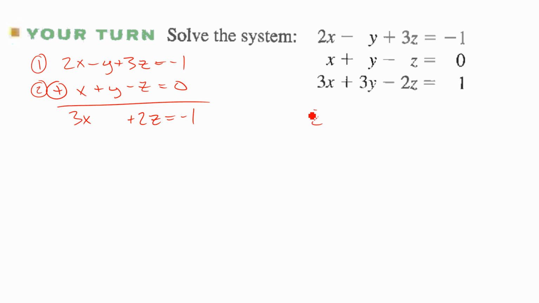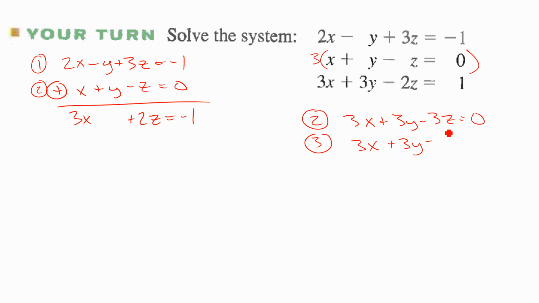And we'll go with number 2 and 3. So I'm going to need to multiply equation 2 by 3 all the way through. So 3x plus 3y minus 3z equals 0. 3x plus 3y minus 2z equals 1. Let's subtract straight down. So the x's cancel and the y's canceled here. And then we ended up with -z equals -1. Because when you minus negative, that's positive. So z equals 1. So we got that right away.